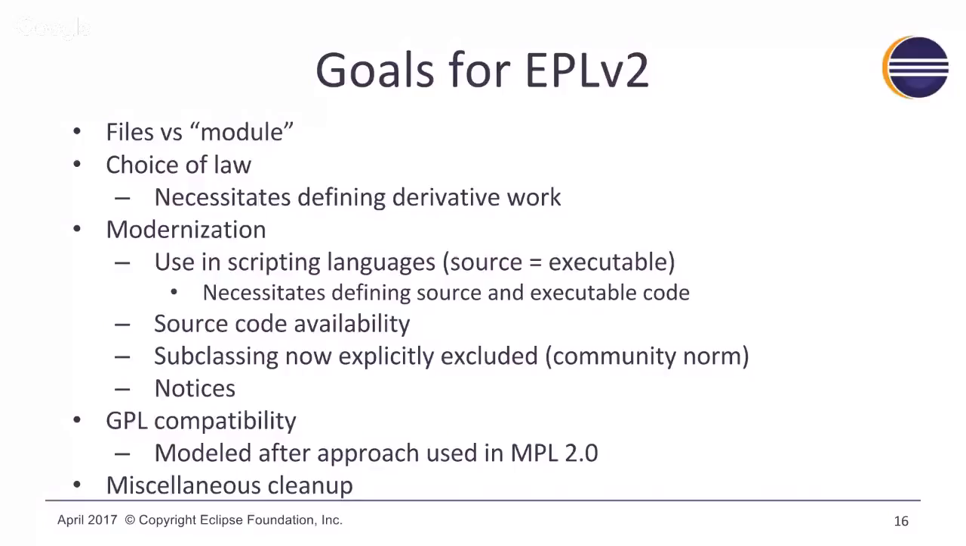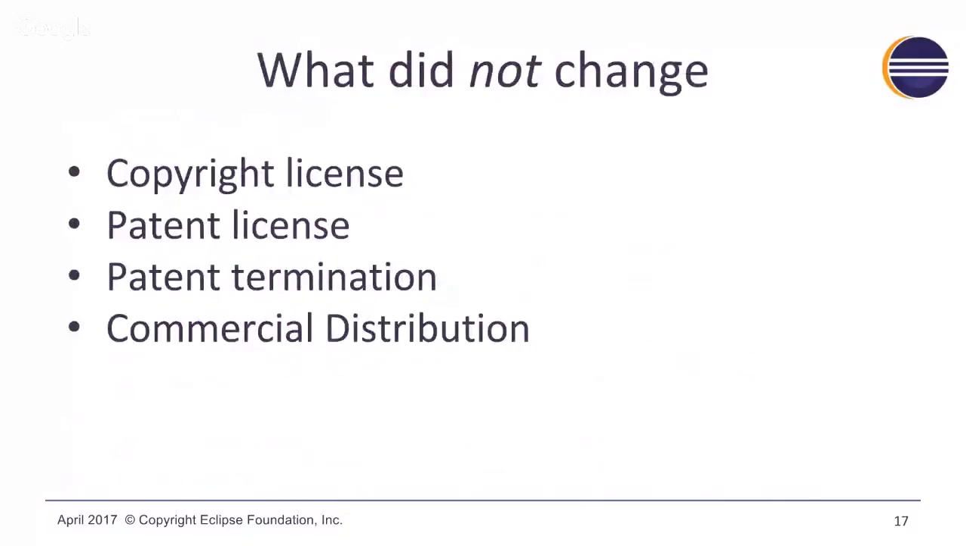We want to make sure it's explicit that subclassing EPL code does not create a derivative work, so just by subclassing, you don't have to EPL your product, for example. And clean up some things about notices. And then one of the big ones is GPL compatibility. For projects that want to be GPL compatible, they can choose to do so when the project is starting up. And then there's some miscellaneous cleanup that we'll talk about in a second.